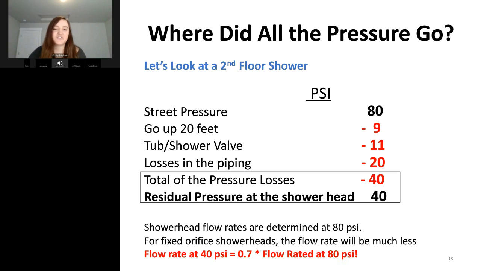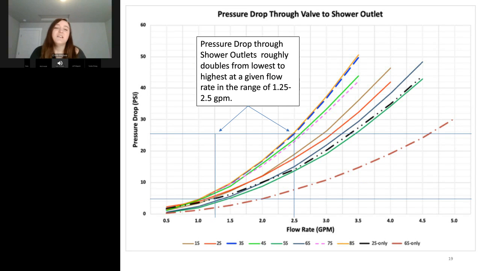So these are our shower results. Just pointing out on the graph here, from about 1.25 to 2.5 gallons per minute, which is like typical shower flow rates, the pressure drop roughly doubles from lowest to highest, up to like 25 psi.